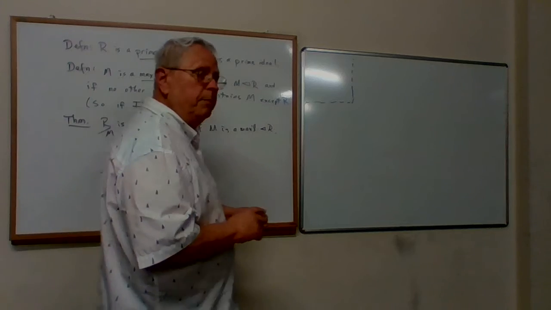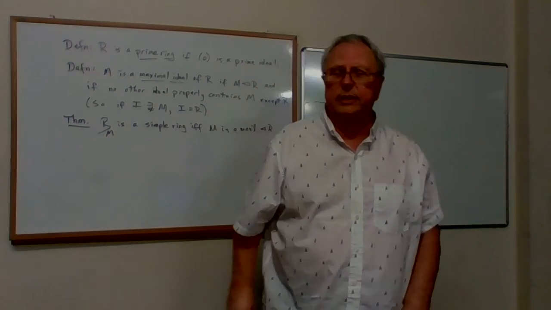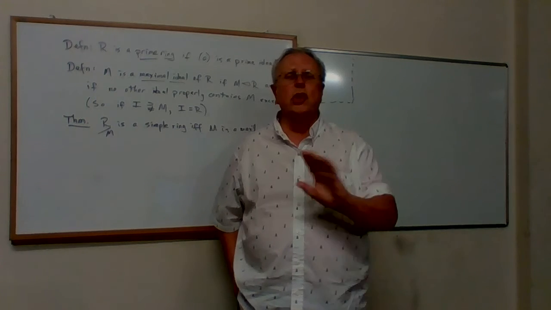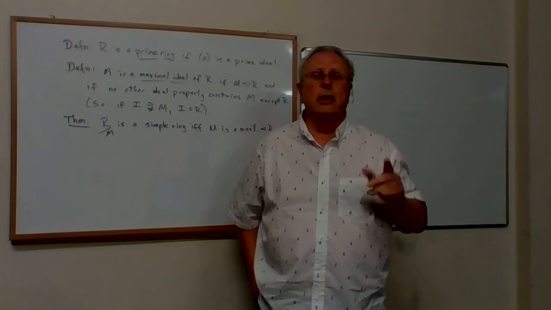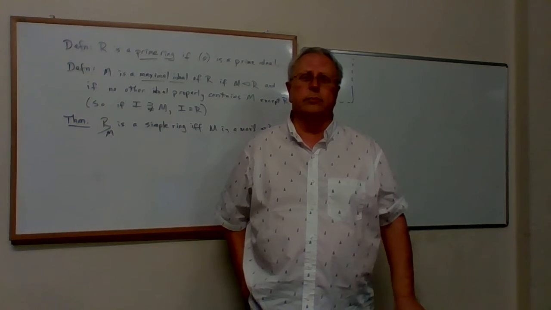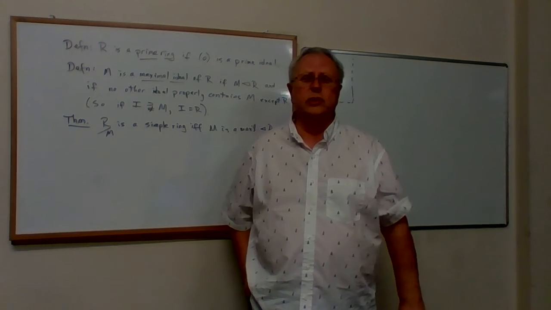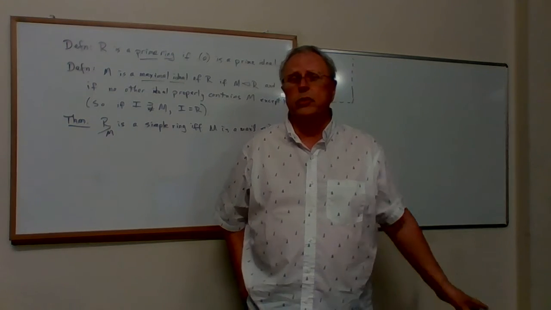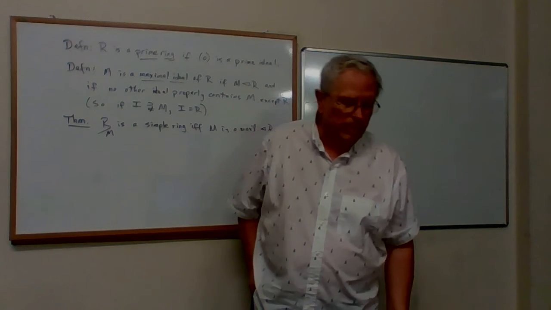Now you remember what a simple ring is. We talked about that quite a bit in Linear 2. A simple ring has no ideals except itself and the zero ideal. Of course, every ring has two ideals, itself and the zero ideal. But if it has no other ideals, it's called a simple ring.